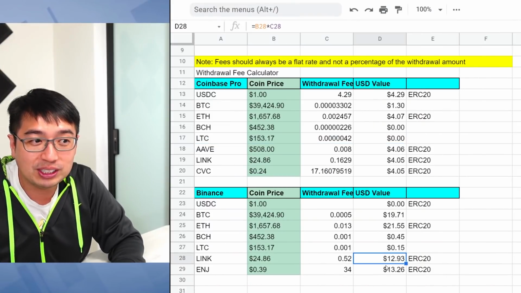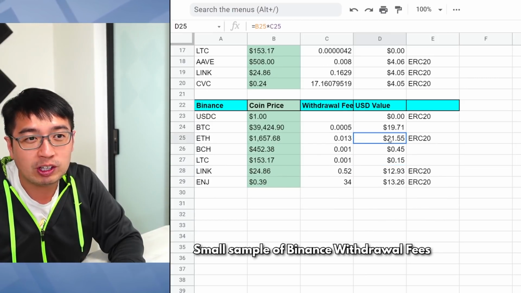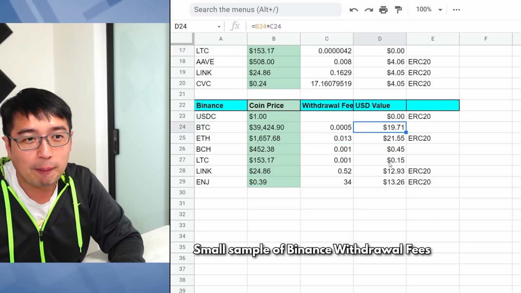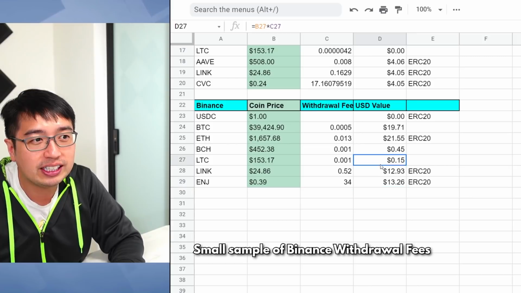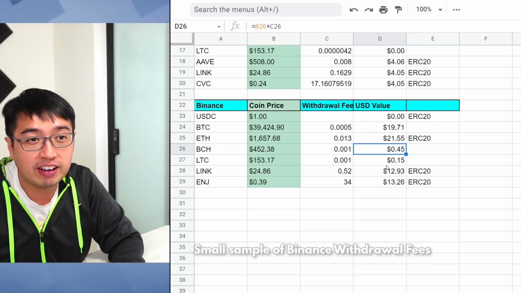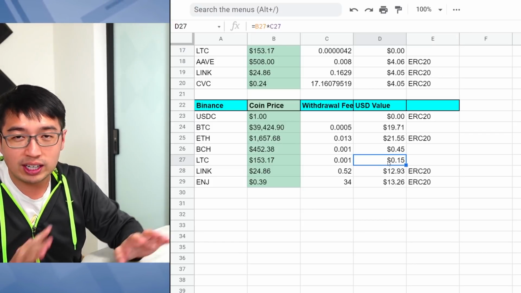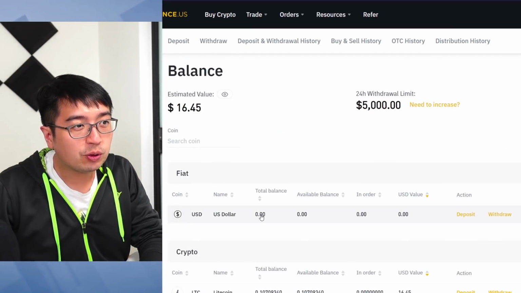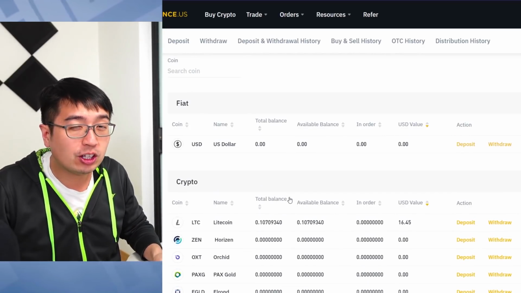Now the fees are much different with Binance. They aren't as generous. Withdrawing Ethereum right now will cost you $21, Bitcoin about $20, anything else on ERC20 would be like $13, Litecoin 15 cents, Bitcoin Cash 45 cents. So Litecoin is very useful if you want to save money on withdrawals.